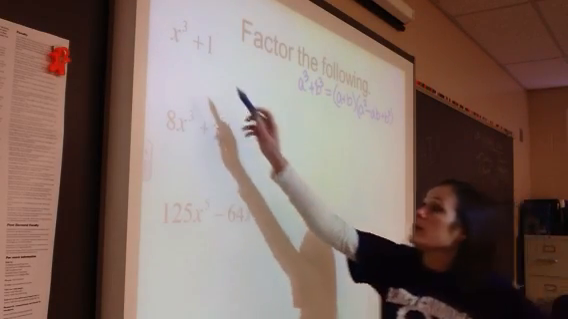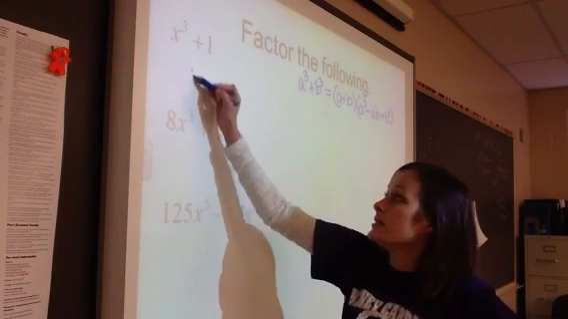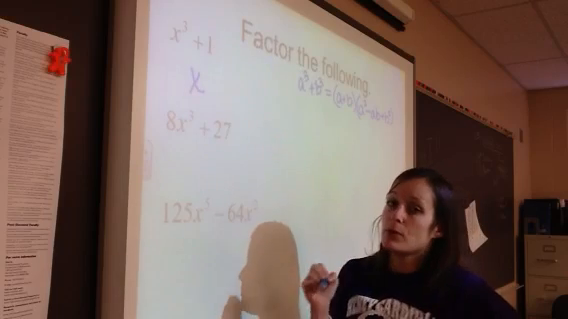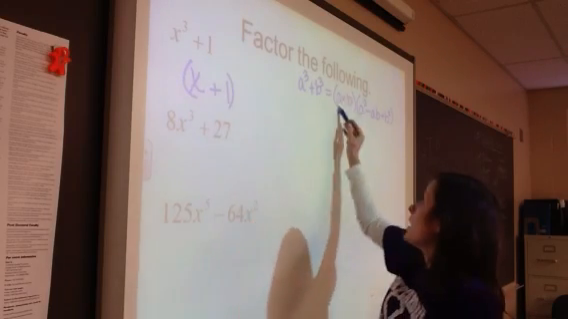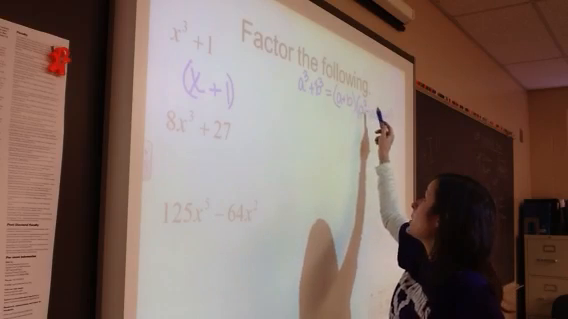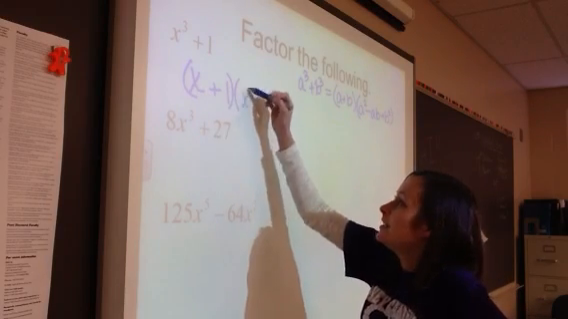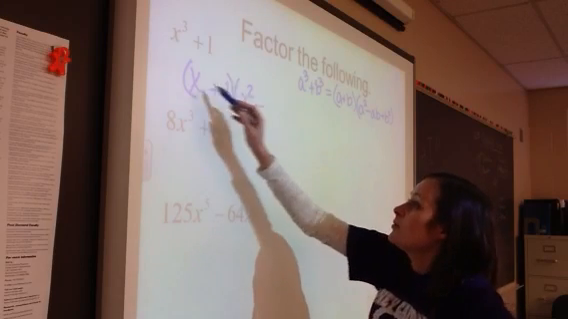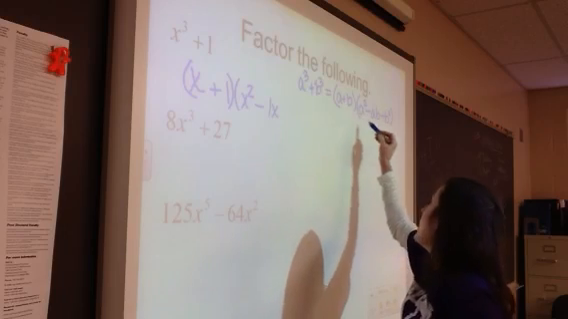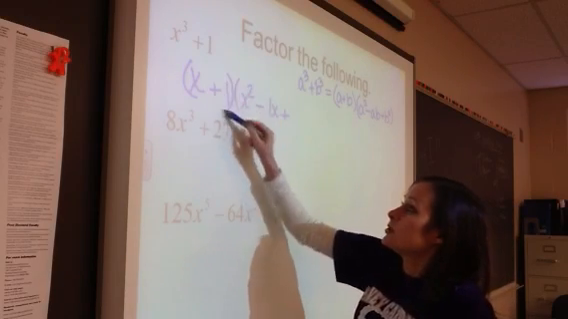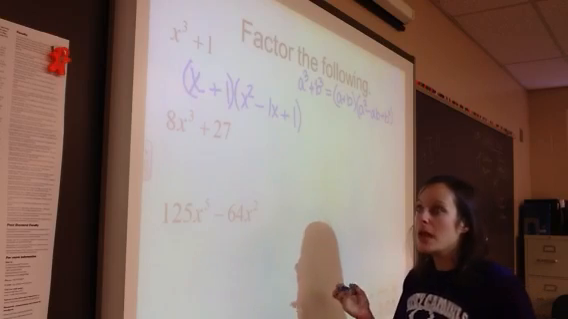So what we're going to do here is, what is the cube root of x cubed? It is x. What is the cube root of 1? It is 1. That's our a plus b. Our next part is a squared. So what is x squared? Minus 1 times x is 1x. You can just put x there, you don't have to put 1. Plus this squared, which is 1. And there you go. You're done.